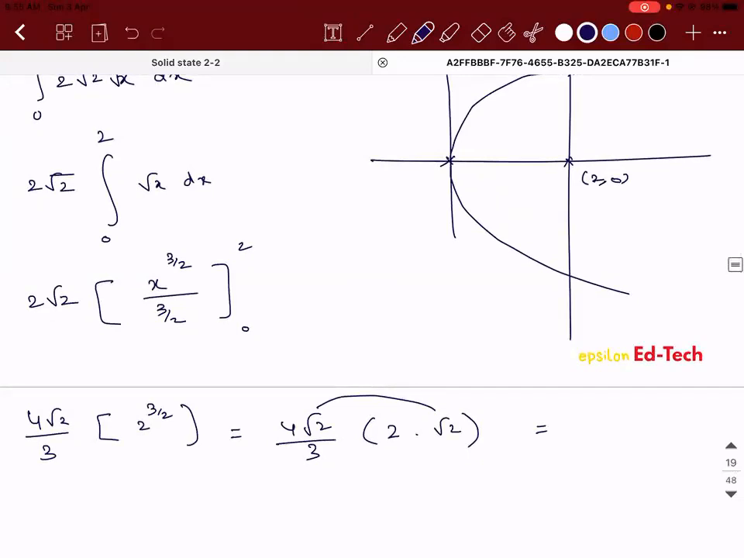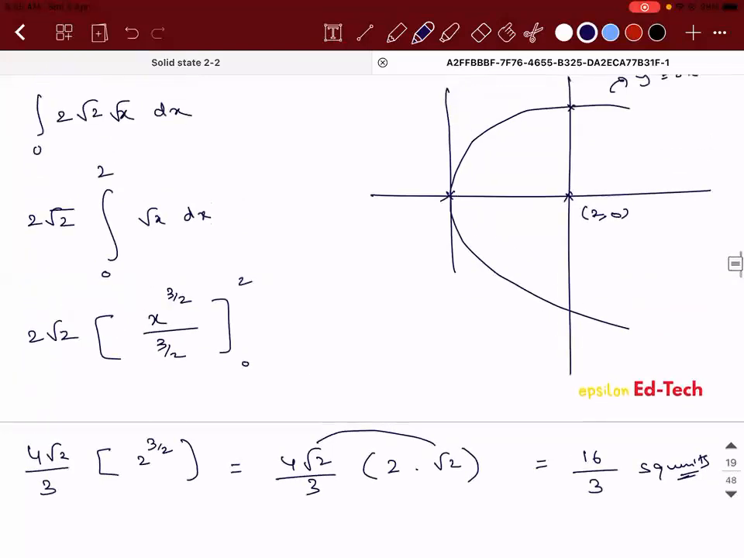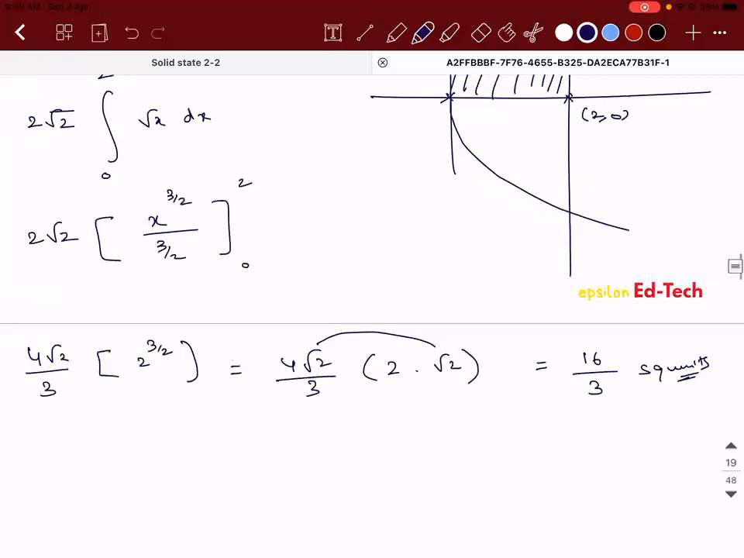Eight, 16, yeah, 16 by 3 square units. But this is not the final answer. The 16 by 3 square units is this area. You need to find the bottom area also. So the total area is equal to 2 into 16 by 3 square units, which will give you 32 by 3 square units. Okay.